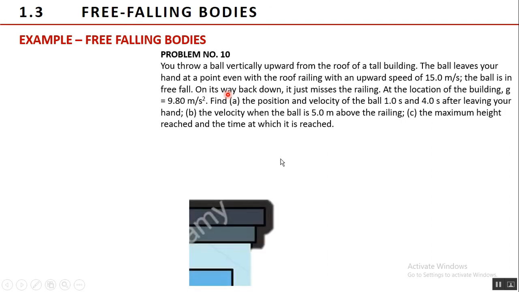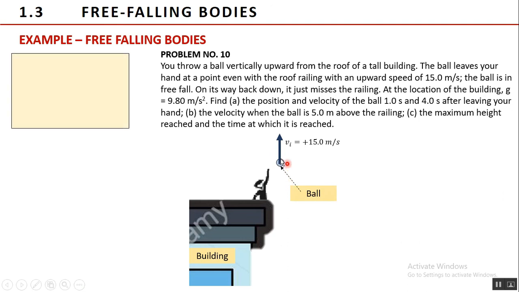Problem number 10. You throw a ball vertically upward from the roof of a tall building. The ball leaves your hand at a point even with the roof railing, with an upward speed of 15 meters per second. The ball is in free fall. On its way back down, it just misses the railing. At the location of the building, g equals 9.8 meters per second squared.